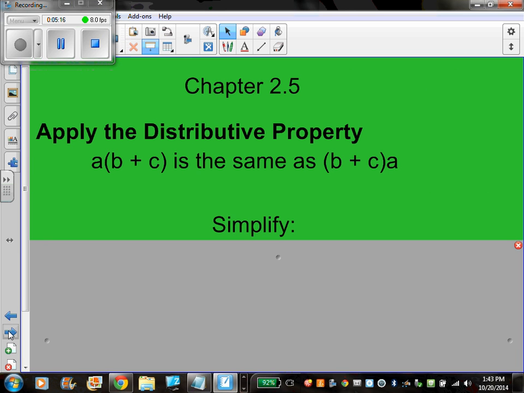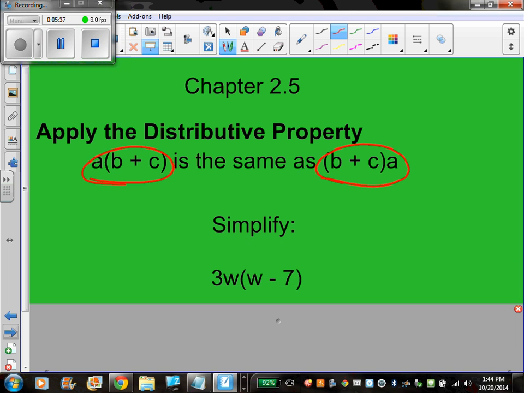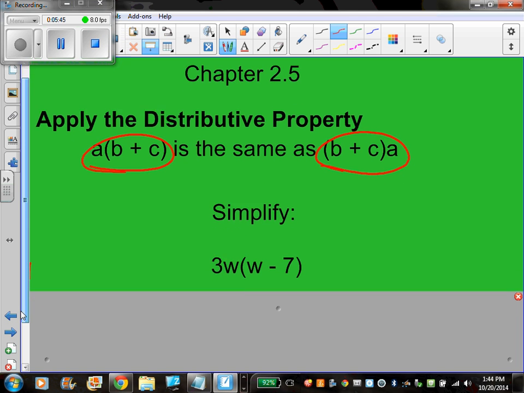All right, so using distributive property. Keep in mind again that a times b plus c in parentheses is the same as this. A good example of commutative property happening. The order switches, but it means the same thing. So we want to simplify 3w times the quantity w minus 7. So here is a perfect place for us to use distributive property.